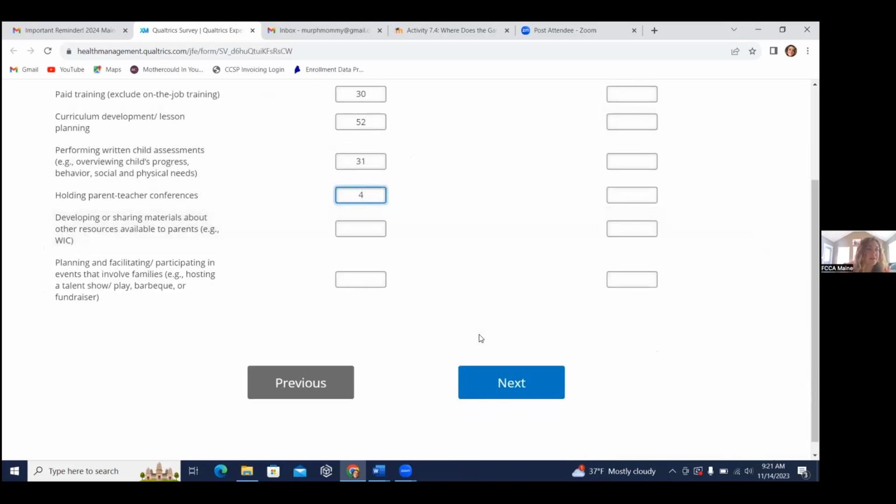Developing or sharing materials about other resources to parents. I'm going to say 8. That would include things like newsletters, I imagine. Actually, I'm going to go higher, because a lot of people do that, let's say an hour a week. Planning that involves hosting, I think a lot of people do that, we'll say 20.